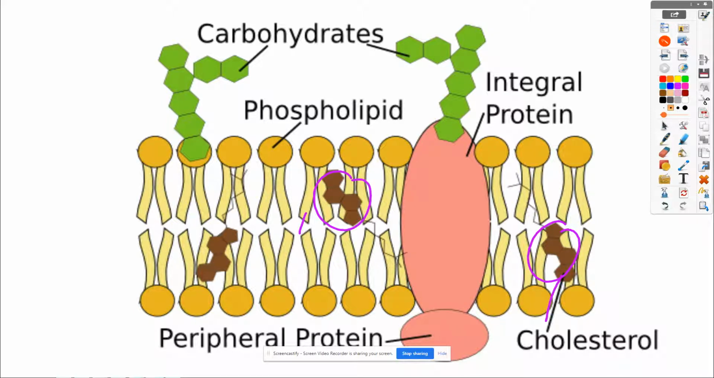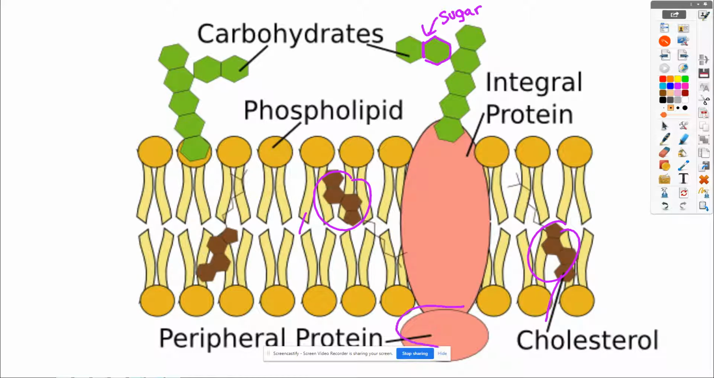We have carbohydrates. These are the green structures on here. Remember, carbohydrates are made out of sugar. So each of these is a glucose molecule or a simple sugar molecule that builds up that carbohydrate. And we also have proteins. Notice there's two types of proteins.